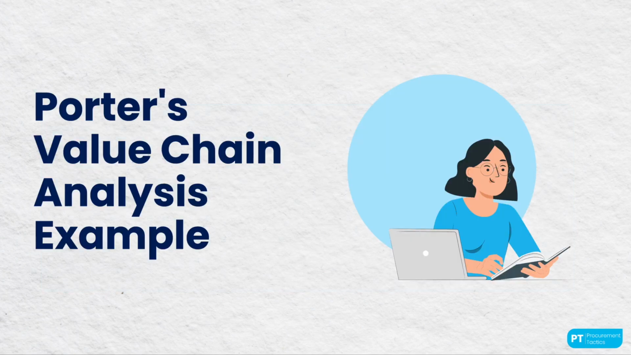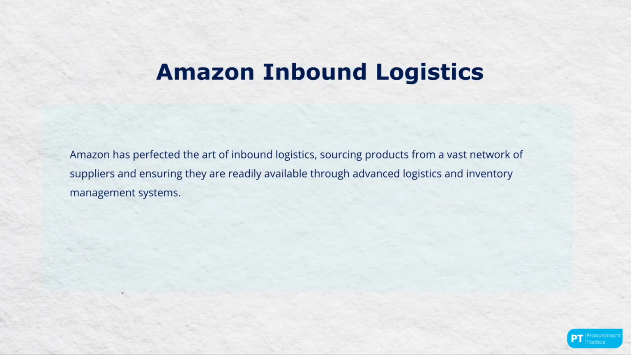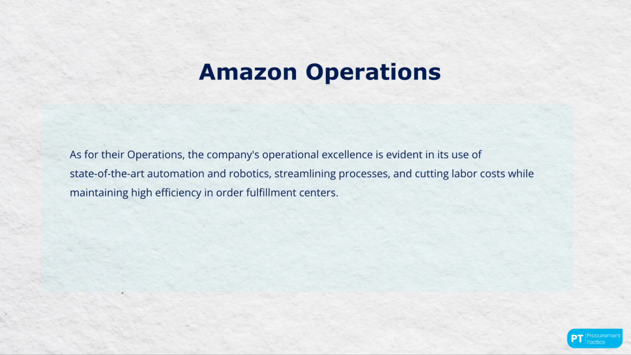To help you translate Porter's value chain into practice, we'll provide you with an example. Amazon's implementation of Porter's value chain model provides a clear blueprint for understanding how theoretical concepts apply in practice. Inbound logistics. Amazon has perfected the art of inbound logistics, sourcing products from a vast network of suppliers and ensuring they are readily available through advanced logistics and inventory management systems.